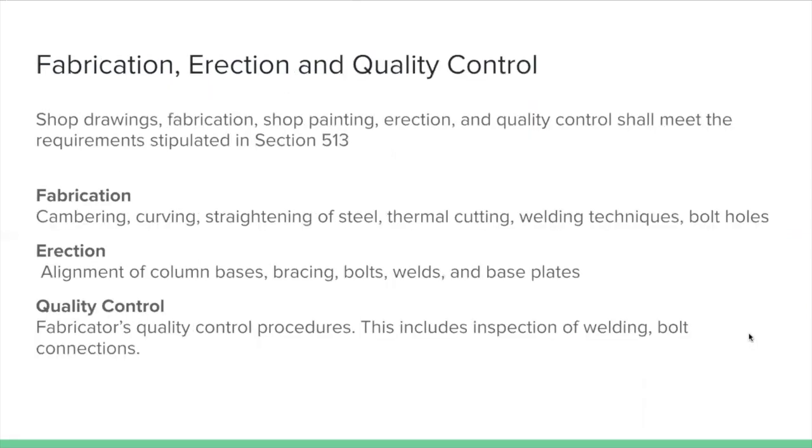So for fabrication, erection, and quality control, shop drawings, fabrication, shop painting, erection, and quality control shall meet the requirements stipulated in section 513. Generally, fabrication talks about cambering, curving, straightening of steel, thermal cutting, welding techniques, bolt holes, etc. Erection deals with the alignment of column bases, bracing, bolts, welds, and base plates. Quality control talks about the quality control procedures, and this includes the inspection of welding and bolt connections.